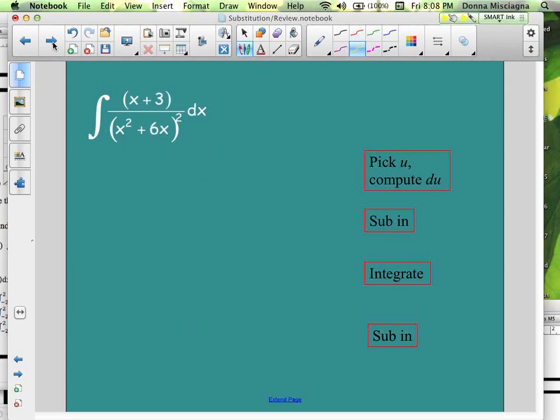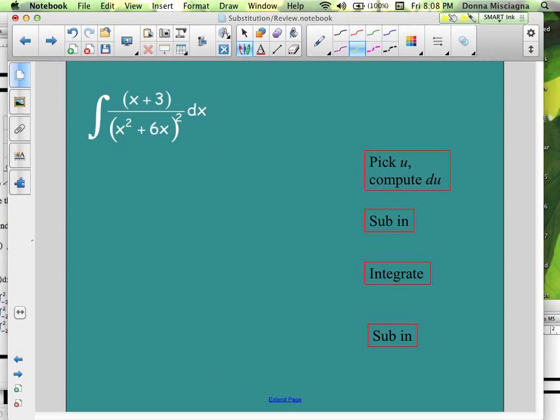All right, so now let's look at this one. So I've got a blob raised to a power. The blob should be u, right? You've got a blob raised to a power. Let's see if it works out.